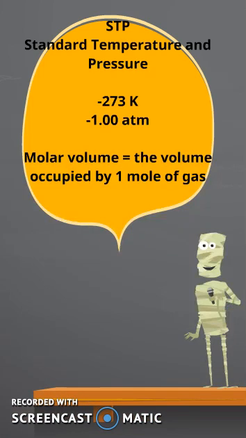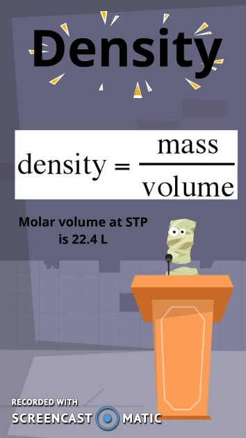STP. This stands for standard temperature and pressure. Standard temperature is 0 degrees Celsius or 273 Kelvin. Standard pressure is 1 atm. The molar volume is the volume occupied by 1 mole of gas. The density of a gas can be calculated by dividing the molar mass by its molar volume. The molar volume at STP is 22.4 liters.